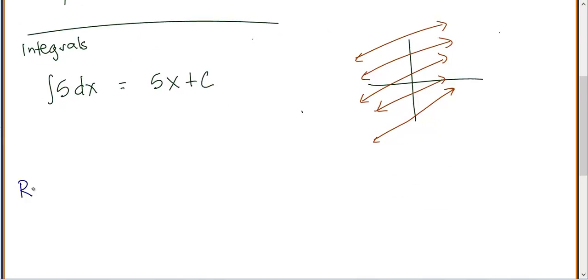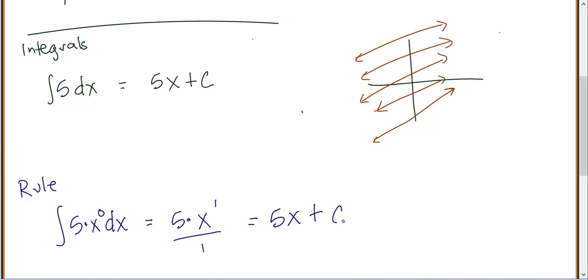Now we can also just do it with our rule, because you can take the integral of 5, this 5 dx, and you can say, well, this is really like 5 times x to the power of 0, because anything to the power of 0 is always 1. So you can always multiply by x to the 0 without changing anything. And now use your power rule, which just says raise the power by 1, so the 5 stays there. But you raise your power by 1, divide by your new power. So this just gives me 5x, and don't forget your plus c.